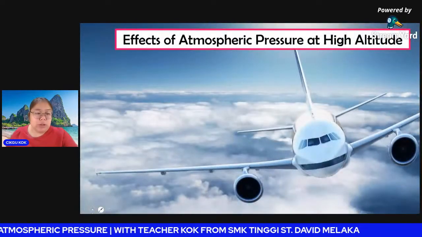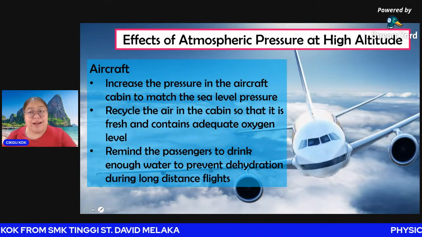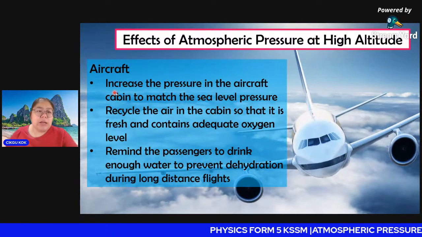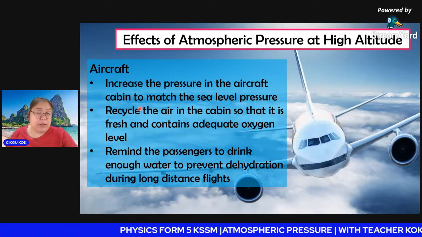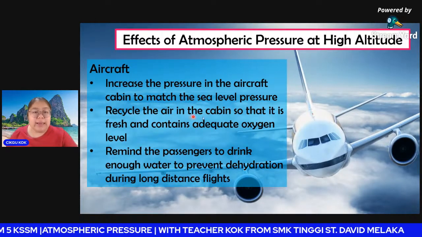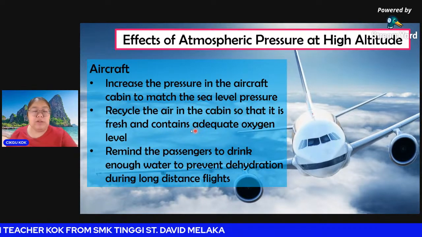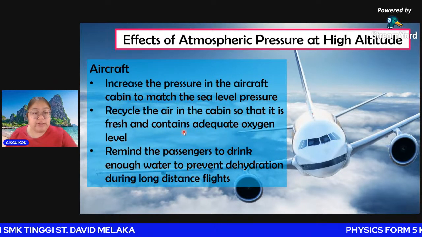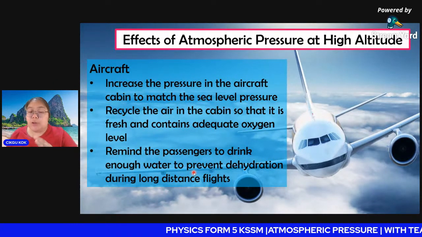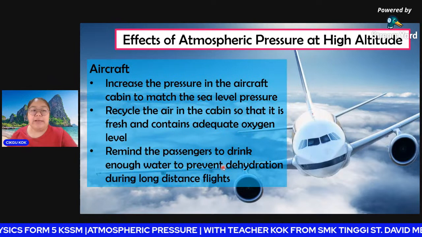Number two, we still have another one, which is the aircraft. When the aircraft is at high altitude, let's see what you need to prepare. First, they will increase the pressure in the aircraft cabin to match sea level pressure. After that, recycle the air in the cabin so that it's fresh and also contains an adequate oxygen level. Make sure the oxygen level is enough. And the last one is to remind the passengers to drink enough water to prevent dehydration during the long distance flight. So this one is in the aircraft.